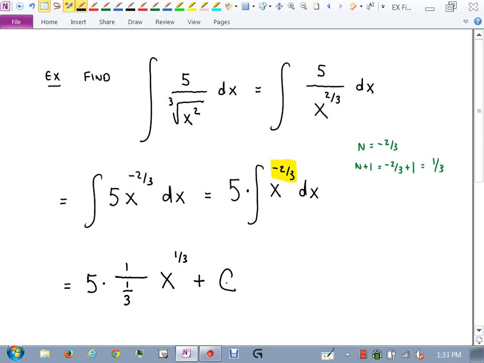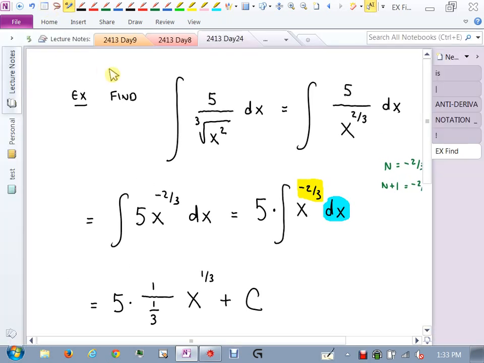Now, everybody always asks me when they're seeing this for the first time, what happens to the dx? Where's the dx? My answer to you at this point is that the dx just tells you what variable you are treating as your variable. What are you integrating? I can give you a good example of what I mean by this. I think I can.